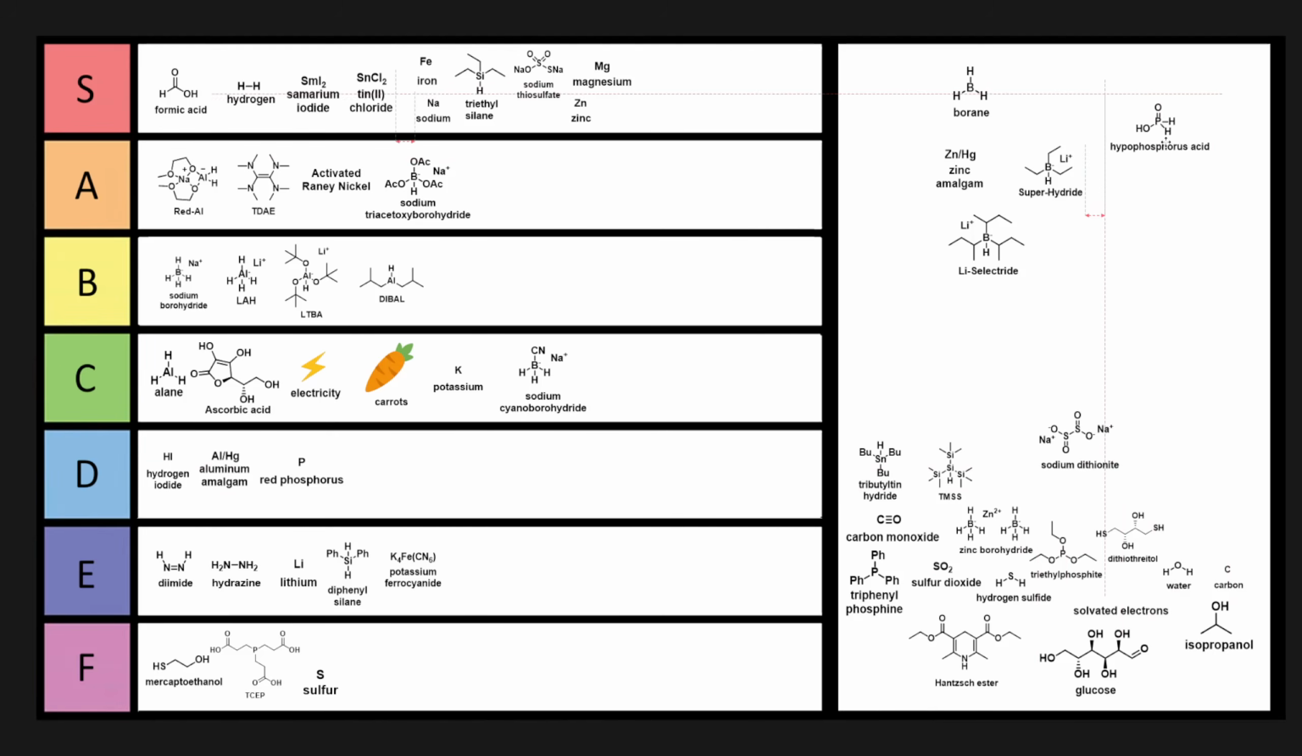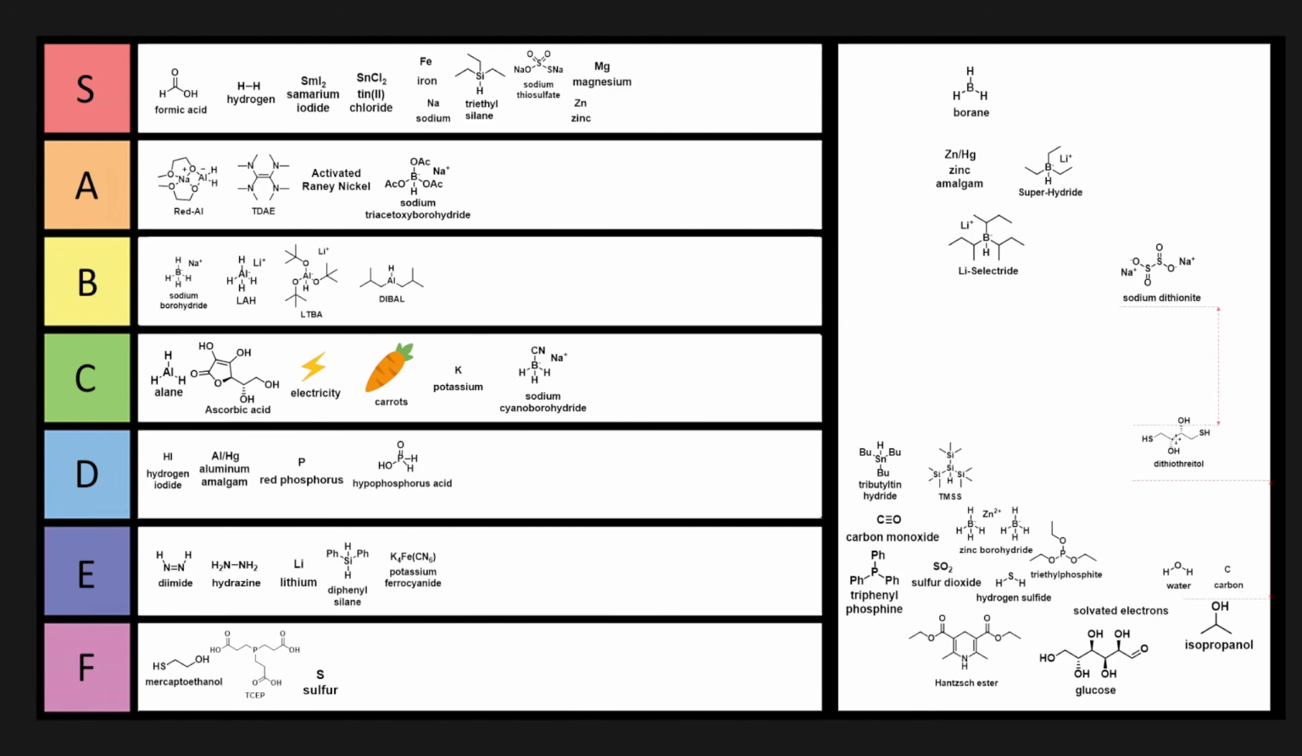So hypophosphorus acid. I have never worked with hypophosphorus acid, however I'm familiar that it can be used in clandestine chemistry as well, and since it's used in clandestine chemistry, we're going to put it right into D tier because it's used for making drugs.